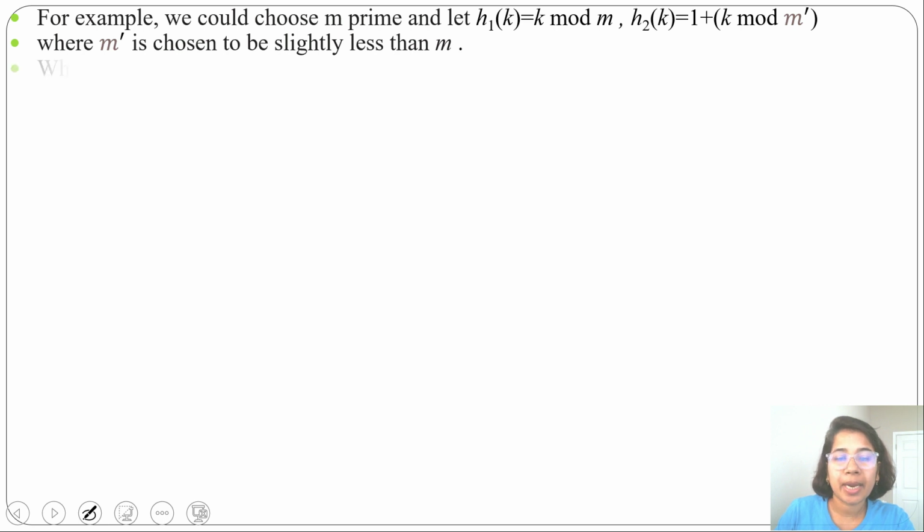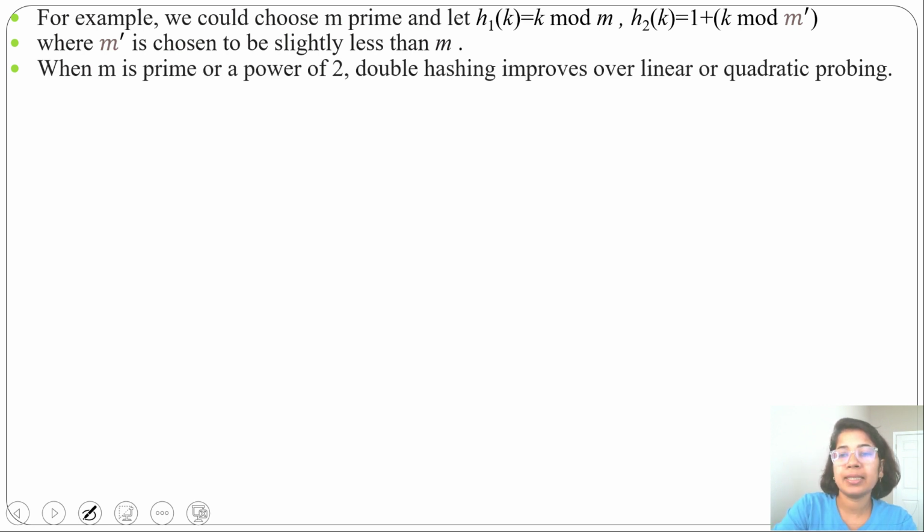If m equals 10, then m' can be 9. When m is prime or a power of 2, double hashing is better than linear and quadratic probing. Linear probing suffers from primary clustering, quadratic probing suffers from secondary clustering, whereas if m is prime or a power of 2, double hashing is better than these two. It doesn't suffer from primary clustering or secondary clustering.